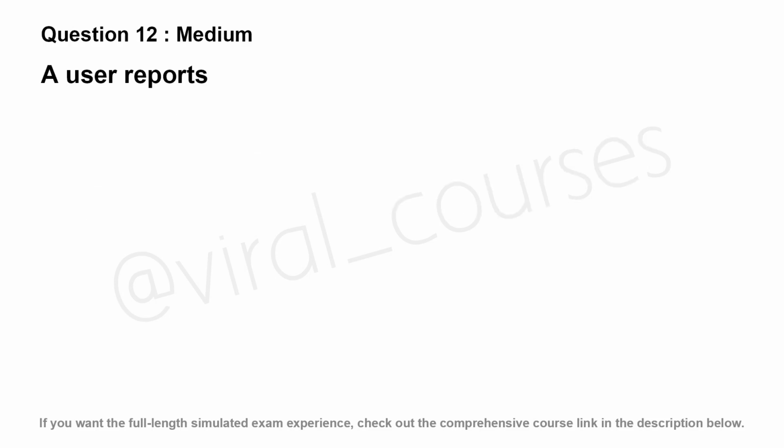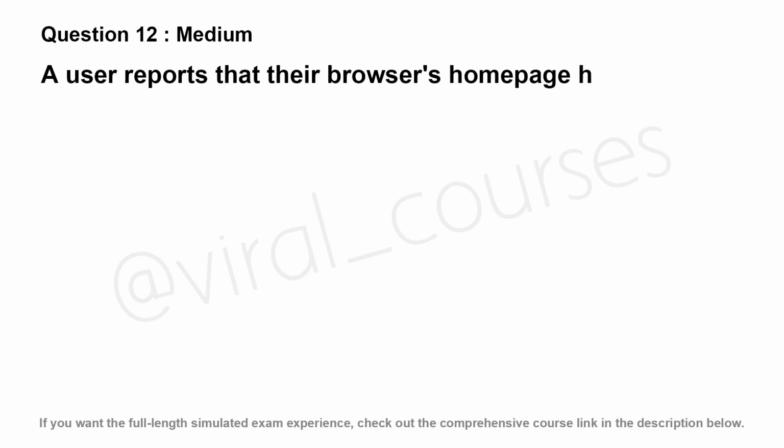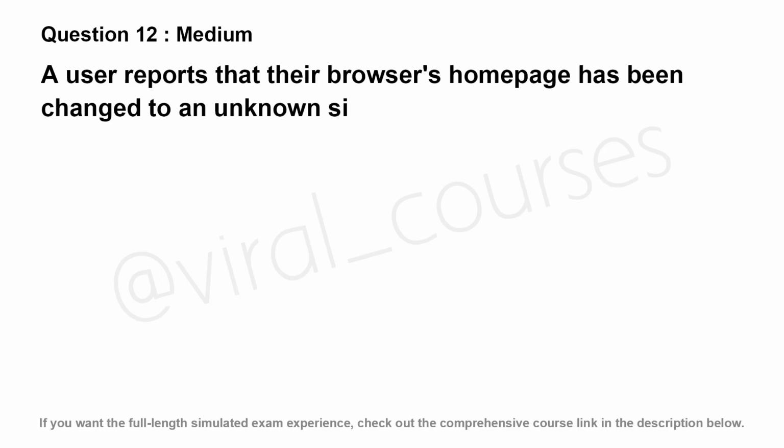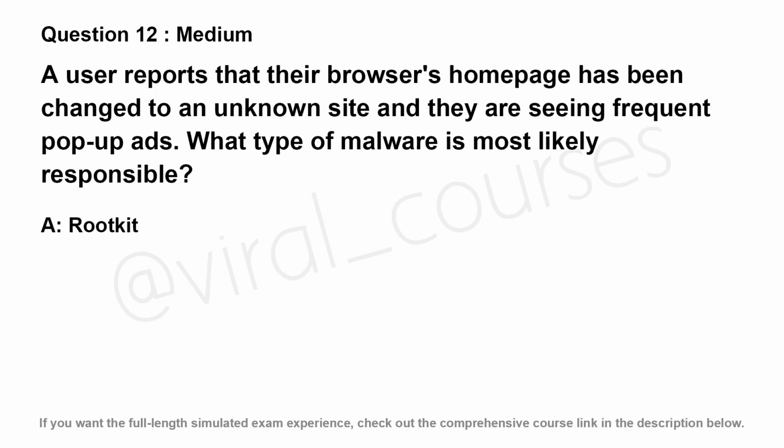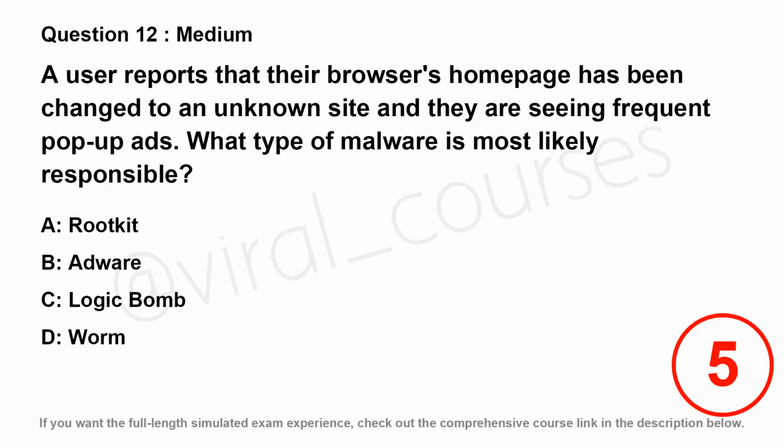A user reports that their browser's homepage has been changed to an unknown site and they are seeing frequent pop-up ads. What type of malware is most likely responsible? Option A, rootkit. Option B, adware. Option C, logic bomb. Option D, worm.